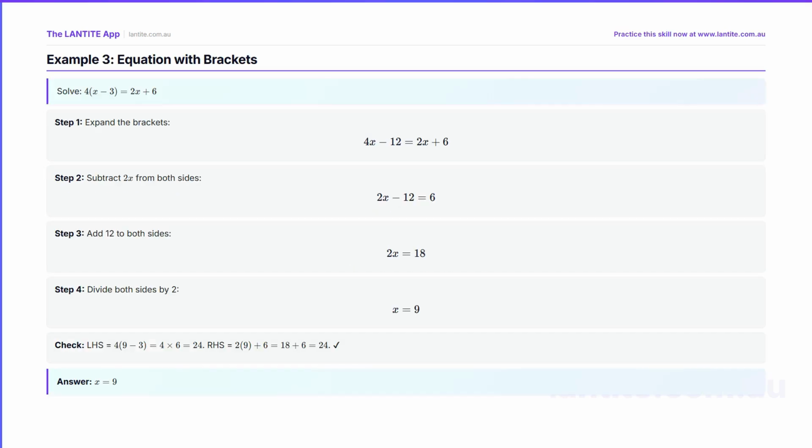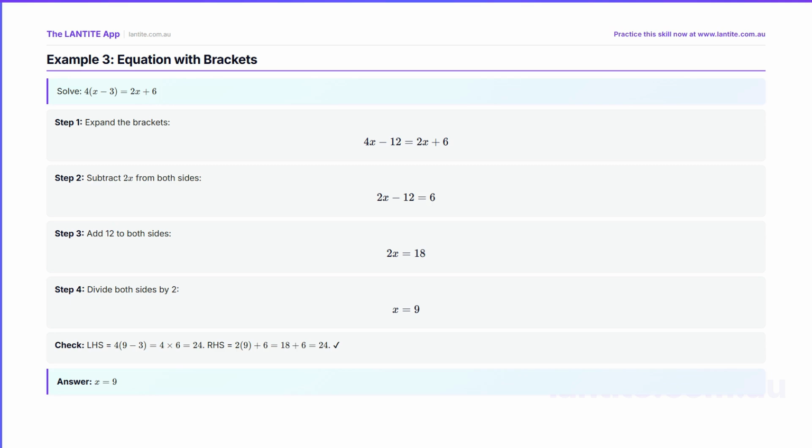This equation has brackets and the variable on both sides. 4 times the bracket x minus 3 equals 2x plus 6. Step 1. Expand the brackets. 4 times x is 4x. 4 times negative 3 is negative 12. So we have 4x minus 12 equals 2x plus 6.